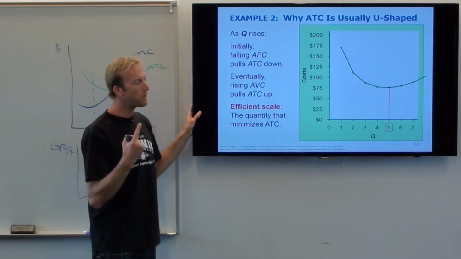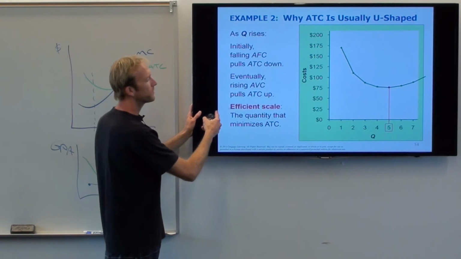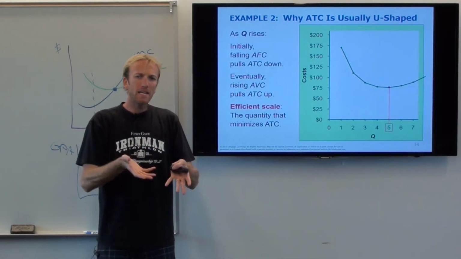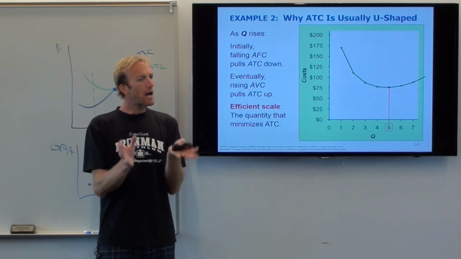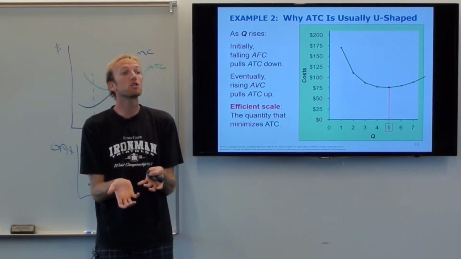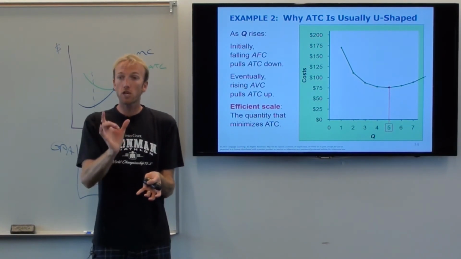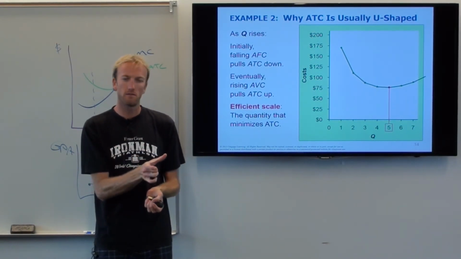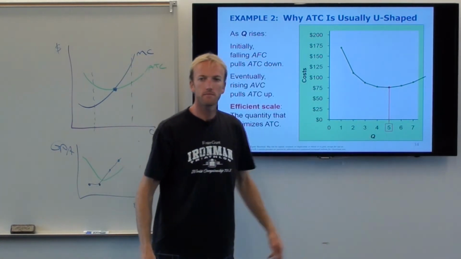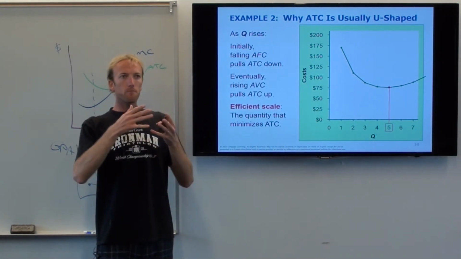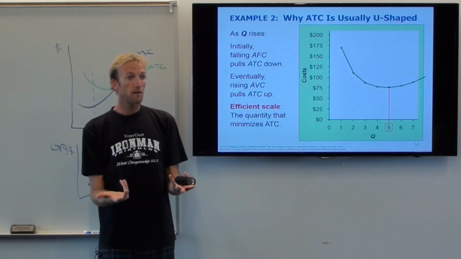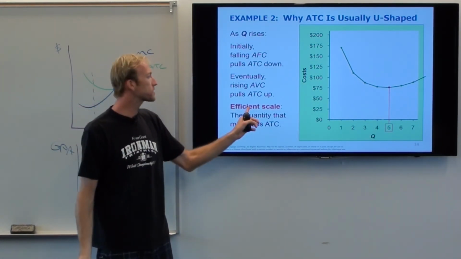Why? Well, we call it efficient scale. Why is it important? If I wanted to make tacos as cheap as possible in my taco shop, how many of them should I make so that per taco it's the cheapest possible? Does that make sense? And at this point it would be 5. Okay? It's the point at which it is most efficient for me to produce. That's why I call it the efficient scale.